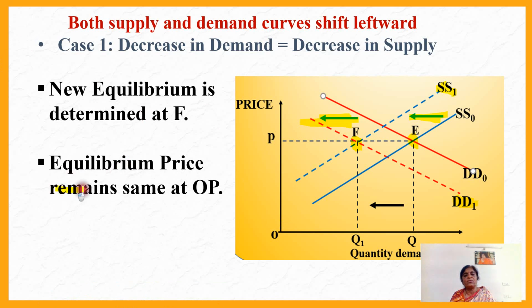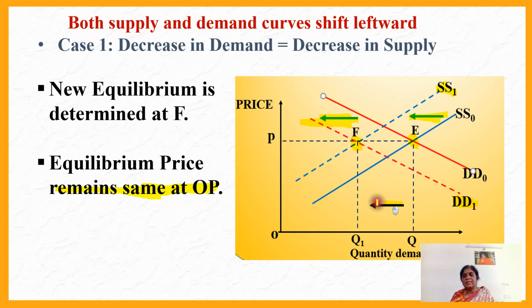Therefore, what you can conclude is that the price remains the same at OP. This is the conclusion we can make out of this diagram. What can you say about the quantity? You can see the initial equilibrium quantity OQ and the new equilibrium quantity OQ1.